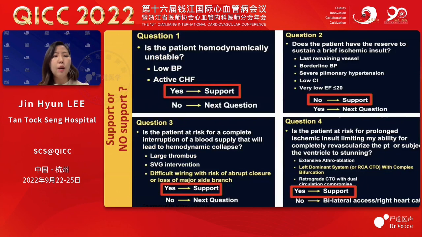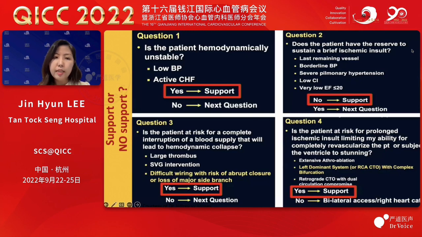So how do we know which patients to use MCS in and which not? This is a slide that I got from Dr. Jeffrey Moses from Columbia. He gave some examples of which cases to support or not. First thing to think about: is the patient hemodynamically unstable, with low BP? If yes, then consider MCS. Does the patient have reserve to sustain a brief ischemic insult, just like the case we illustrated from JACC just now?